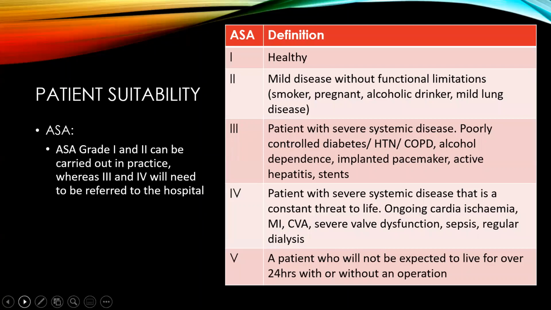It is always important to assess whether the patient is suitable for sedation within a dental practice using the ASA grading system. ASA grade 1 and 2 patients can be treated within practice as they are healthy or have a mild form of the disease, respectively. ASA grade 3 and 4 patients have severe systemic disease. Grade 3 is poorly controlled diseases, whereas grade 4 are ongoing diseases. Hence, these patients will need to be referred to the hospital.